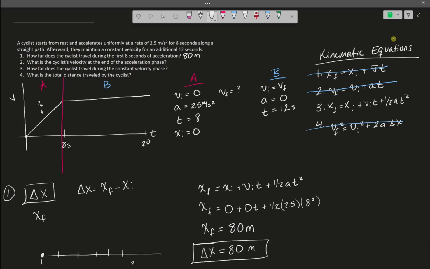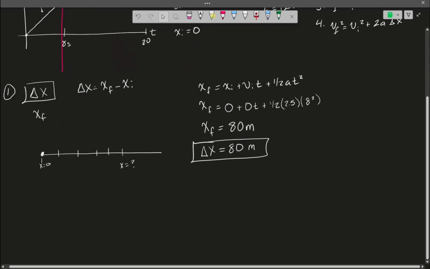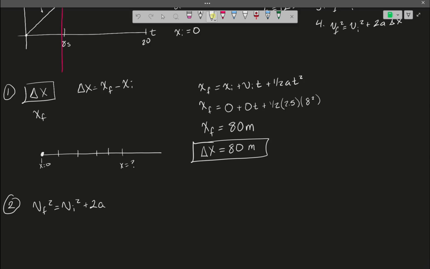So I'm going to go back to my formula sheet here, and right away my eyes were drawn to equation 4 because I have that delta x, I have acceleration, and it's asking us for the final velocity. So I'm just going to go ahead and use equation 4, which is our final velocity squared is equal to the initial velocity squared plus 2a delta x.